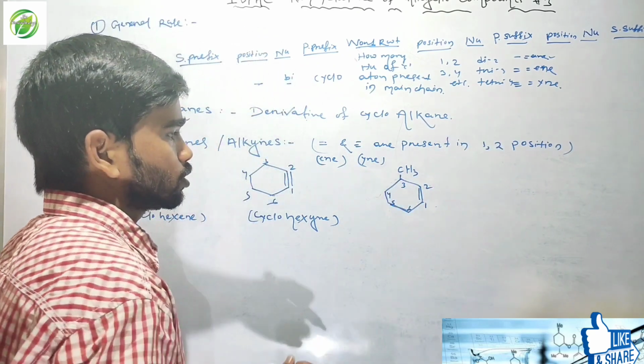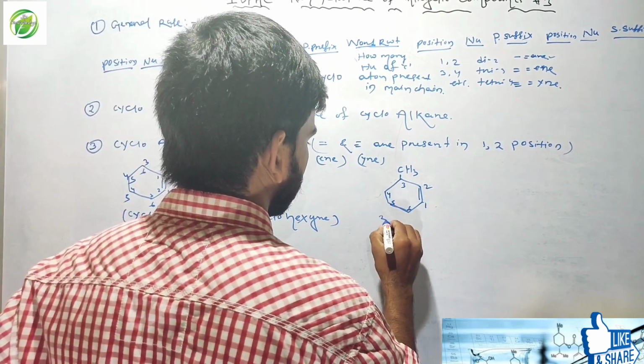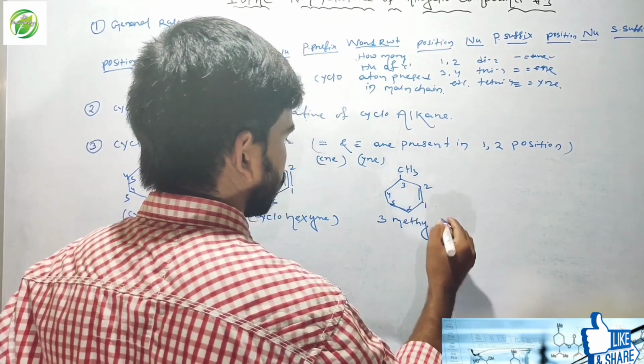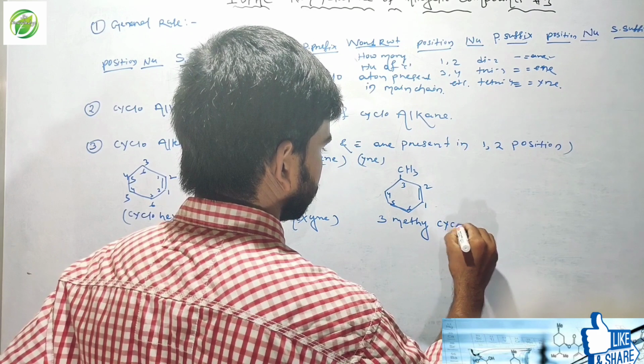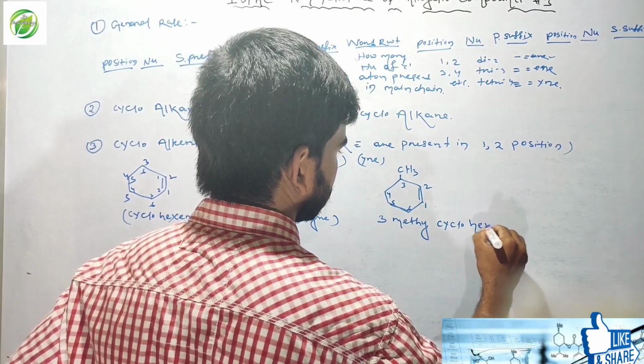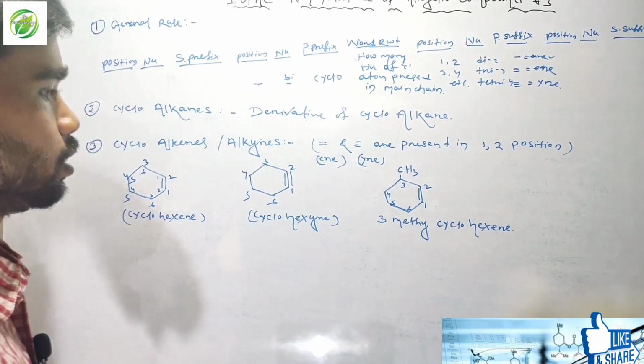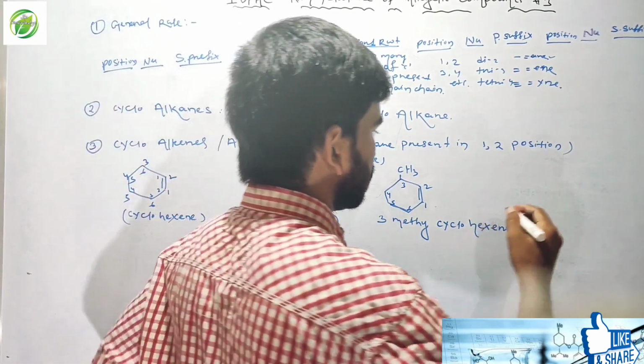The resultant name of this compound is 3-methyl cyclohexane. Let's try to understand with another example.